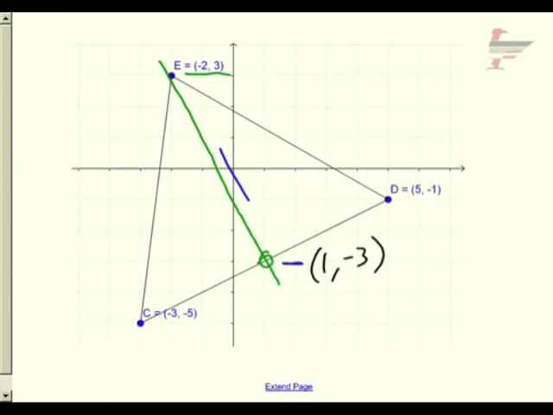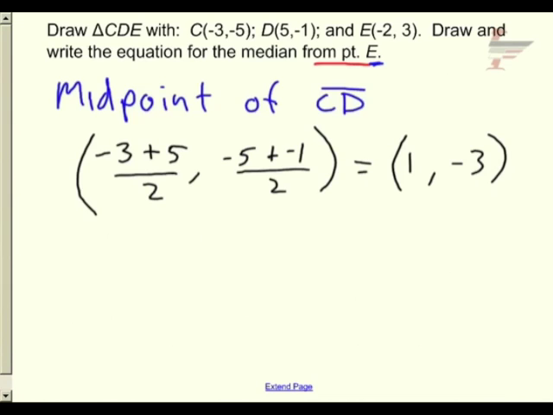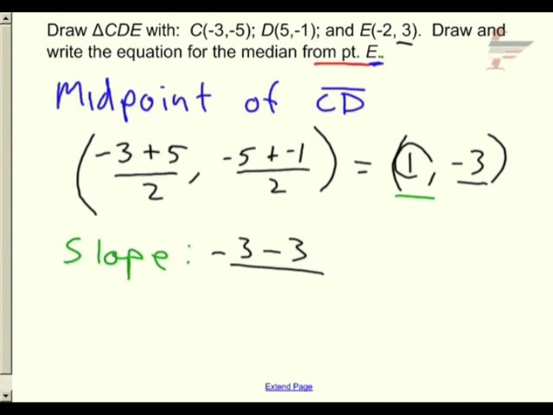Now we need to find the slope. So we need to find the slope of the midpoint and point E, so that line. So to find the slope, we'll use the difference of the y's, so -3 and 3. And then the difference of the x's, 1 and -2. So it's -6 over 3, which is -2.